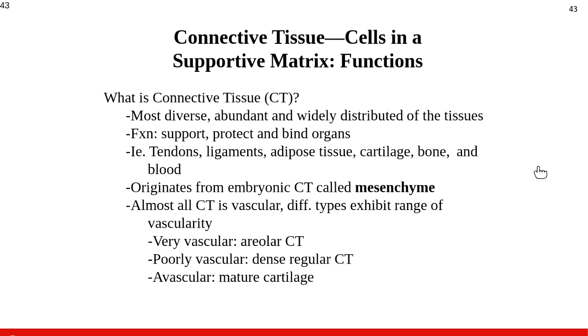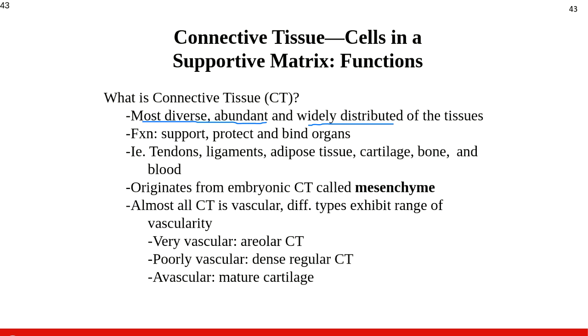Just finished the epithelial tissue. Now we're going to move into the second type of tissue, which is connective tissue. I've seen this asked before on tests. One of the characteristics of connective tissue, you want to know, is that it's the most diverse and abundant type of tissue in our body. It's all over the place. It's widely distributed throughout our body. Very diverse, very abundant, and widely distributed.